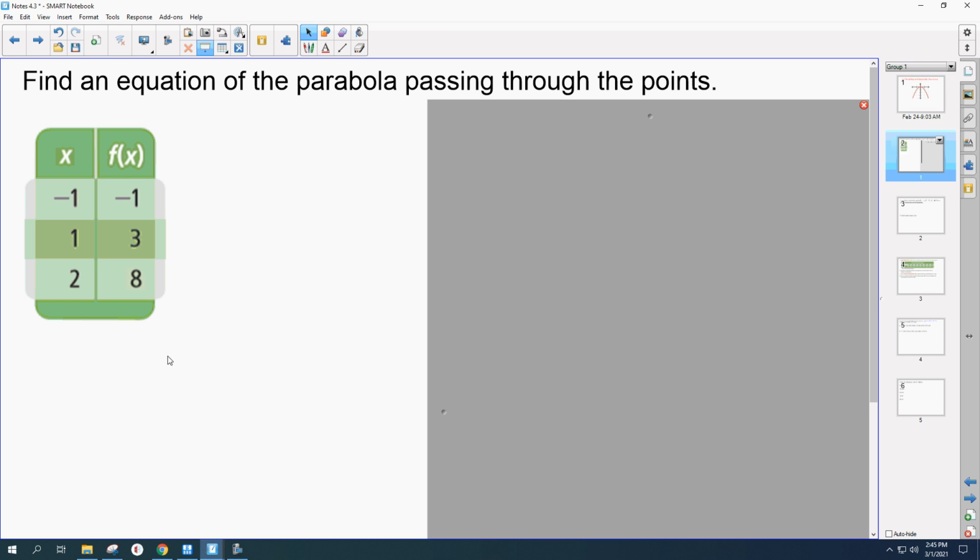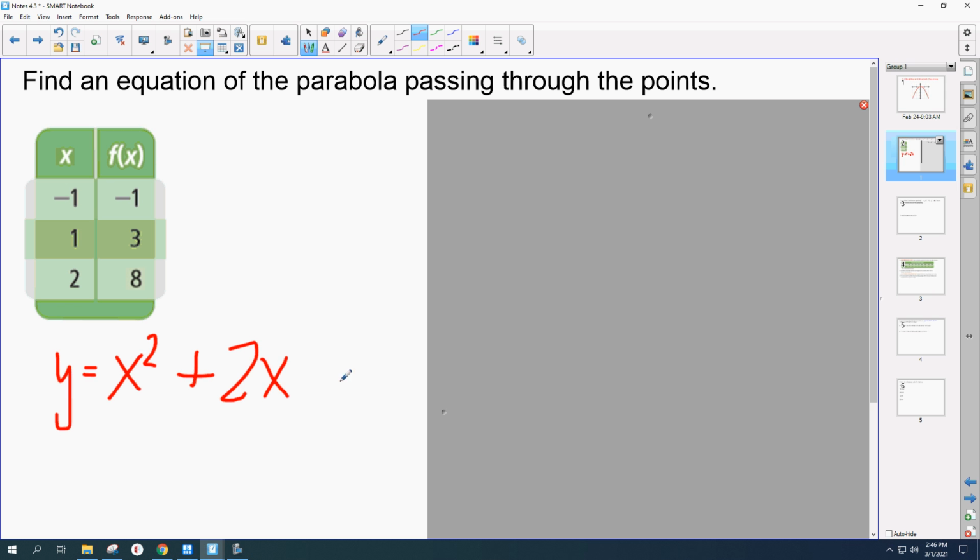So right here, we've got y equals x squared plus 2x. That's it. That's our model. That's our equation. Sometimes they'll call it a model. Equation, model, that's a parabola.